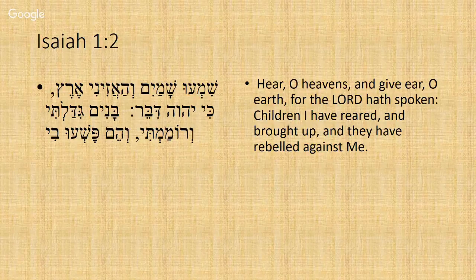Now it says, ki Yod-He-Vav-He diber, for the Most High, He has spoken. Banim, children. Gidalti, I have reared, I have caused to be brought up. I have caused to be great. Wa-romamti, and I have reared them up, and I've caused them to be able to excel. Wehem pash'u bi, wehem, and they, pash'u, mean they have transgressed or rebelled in that translation, but more so the root pasha means to trespass or to transgress, a clearer definition. And they have trespassed against me, or they have rebelled against me.